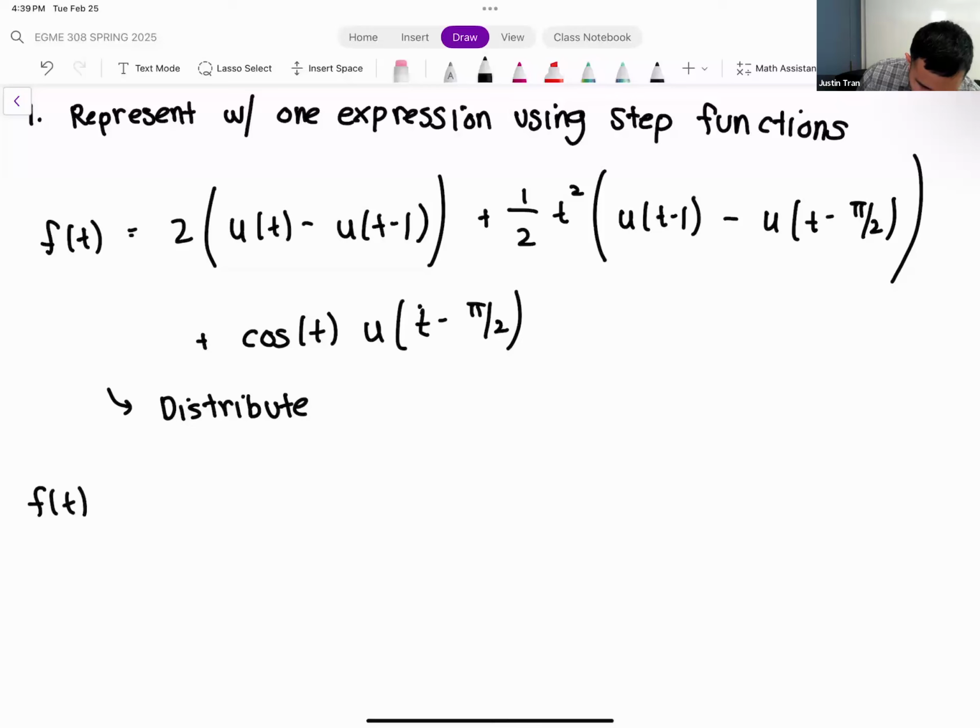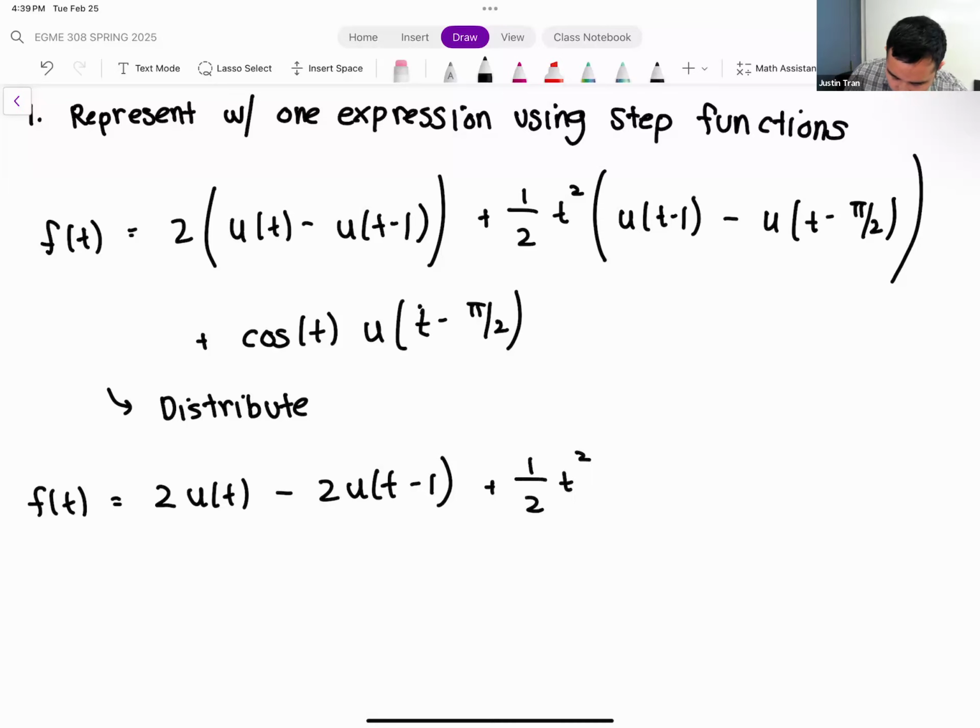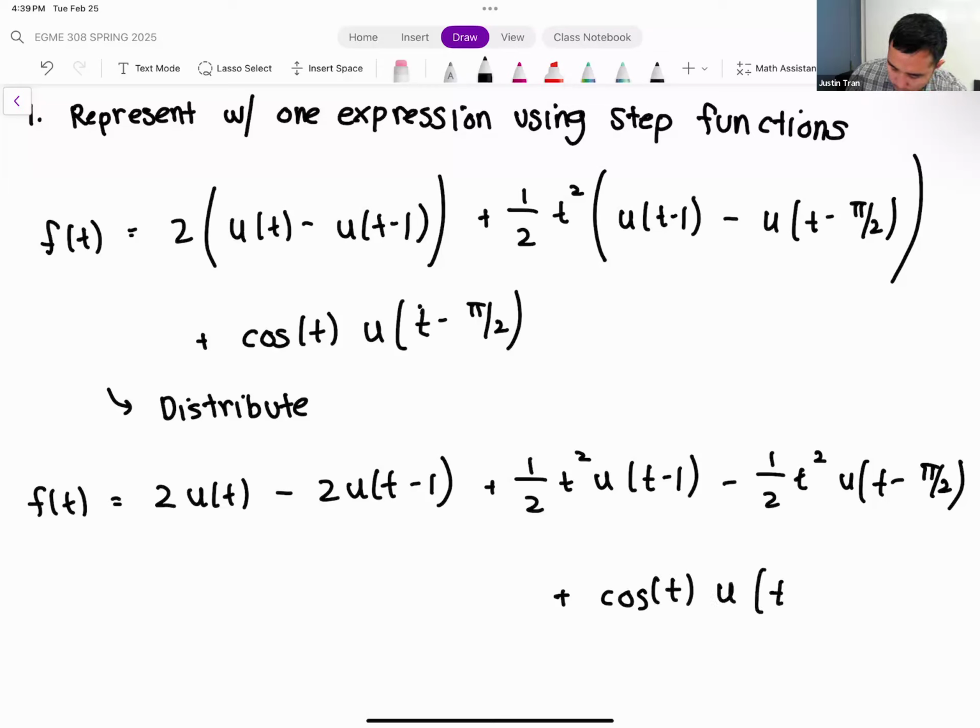Okay, so after we distribute, we get f(t) is equal to 2 times u(t) minus 2 times u(t - 1), plus 1/2 t squared u(t - 1) minus 1/2 t squared u(t - pi/2) plus cosine of t times u(t - pi/2). So all I did was take each expression, each function, and multiply it by its step function.